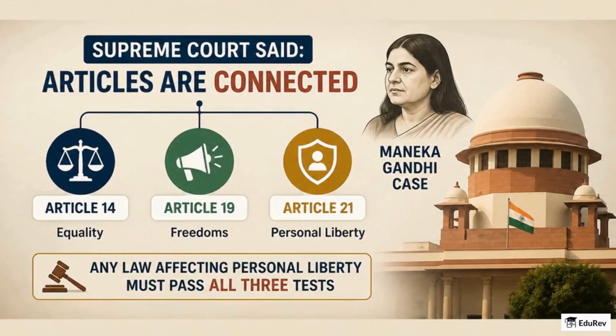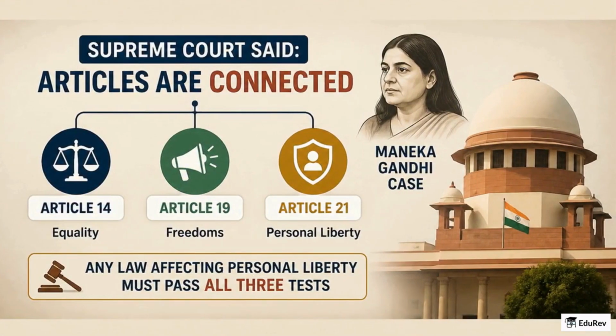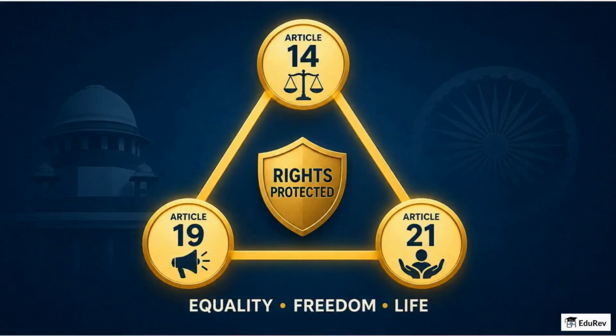Let's start simple. In Maneka Gandhi, the Supreme Court overturned the narrow A.K. Gopalan view and said Articles 14, 19 and 21 are connected. So any law affecting personal liberty must pass all three tests. Think of Articles 14, 19 and 21 as a golden triangle. If one side is weak, the whole protection collapses. So the court insisted on checking equality, freedom and life together.